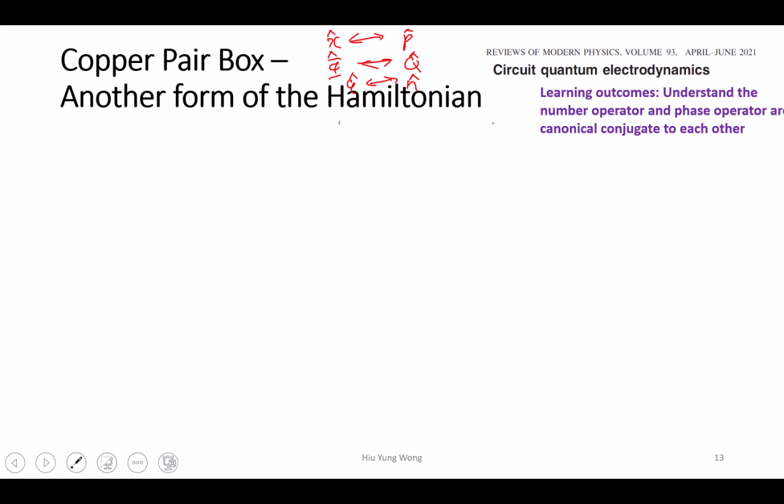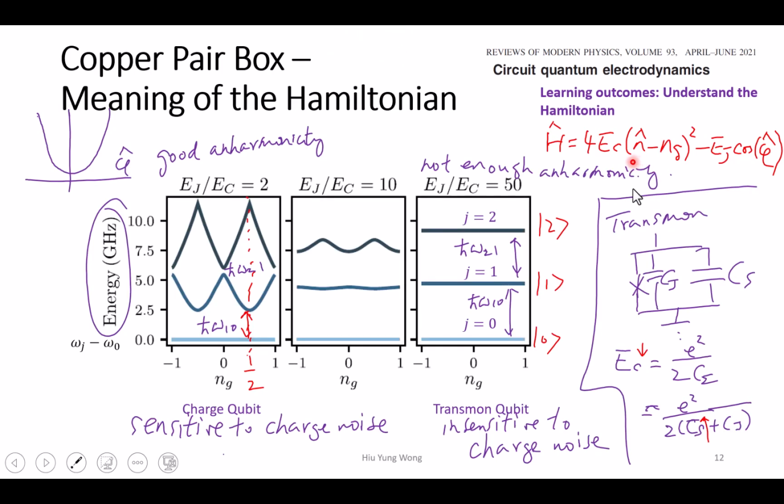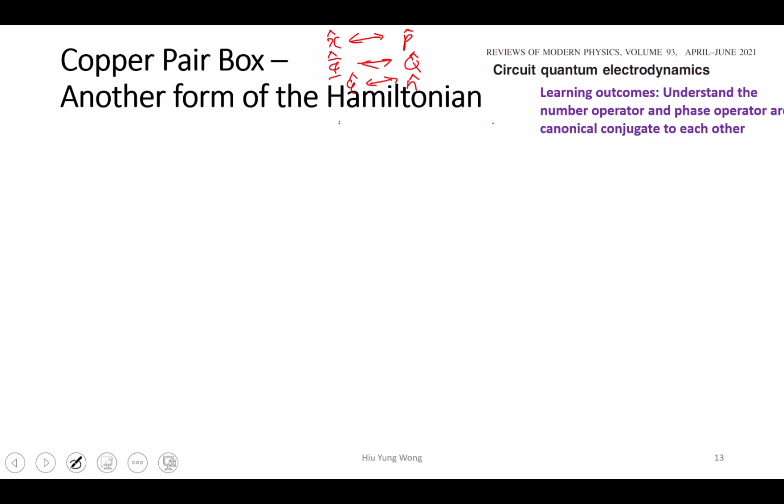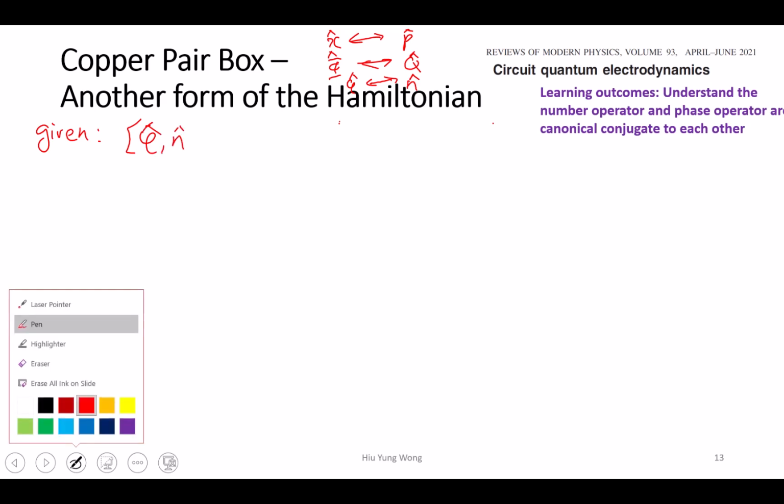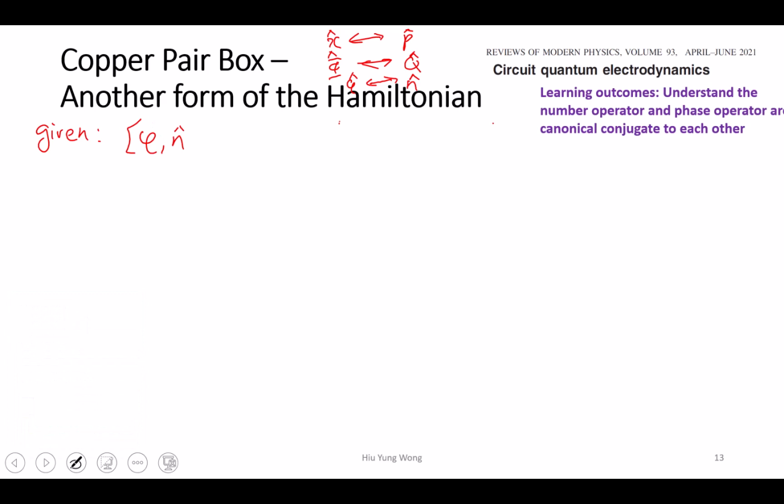Okay? So I want you to recognize that we are not going to go into the math to prove it, but it's just similar to what we had before. N and phase become a new pair of conjugate variables. I did not prove it, and you can easily find it on the internet. You have this phase operator and the number operator, right?